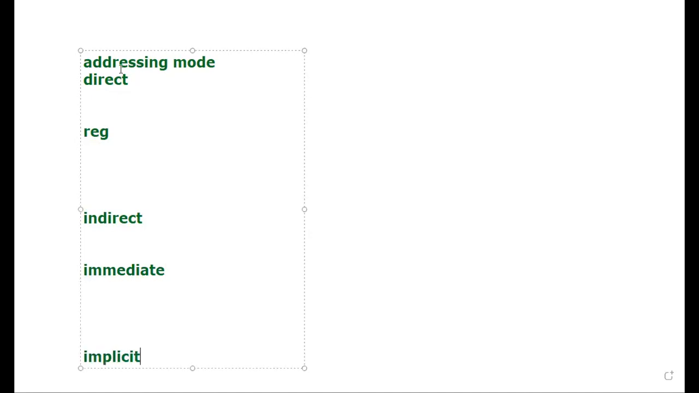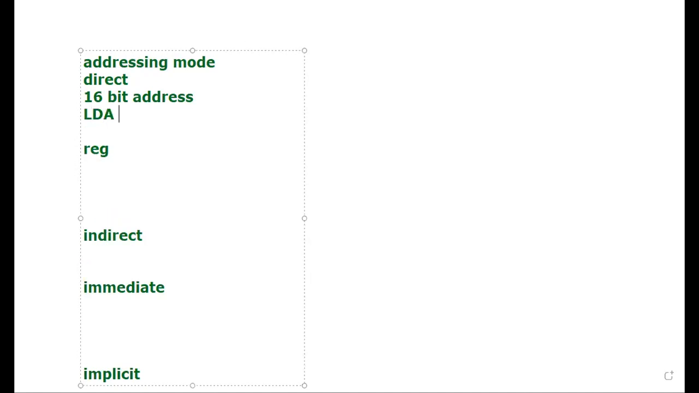Okay, in direct addressing mode, a 16-bit address is mentioned in the instruction. For example, LDA instruction, LDA, and then you have to mention the 16-bit address, that is a 4-digit address. So LDA 4500. The data is in the address and that address is mentioned in the instruction. Then it is direct addressing mode: LDA, STA, LHLD, SHLD. These are 3 byte instructions.